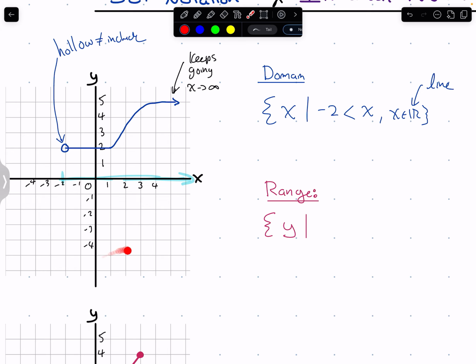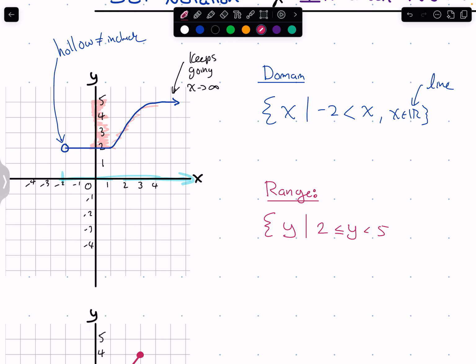There's none down here, right? There's no y values plotted here until 2, and it looks like they cap off at 5. So in my inequalities, I want to write all the y values between 2 and 5 because they're all plotted on these lines here. So that means 2, y, and 5, and I need to put my inequalities in.